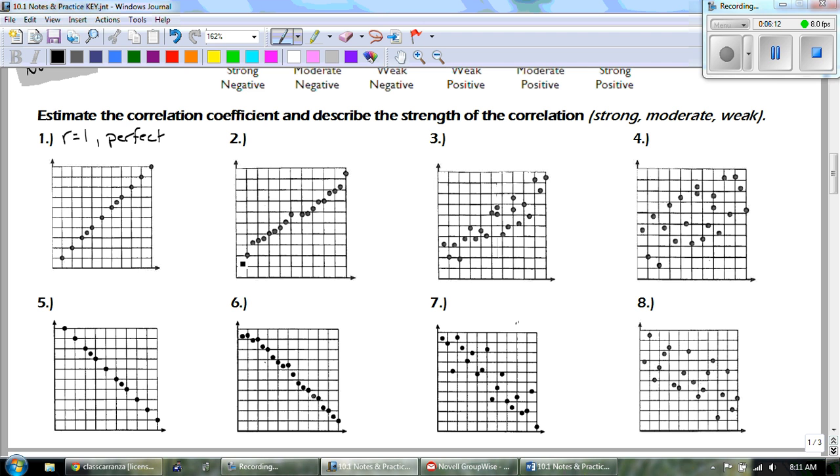Now, number 2, they're almost all in a line, and it's going positive. They're very close, just not 100%. So we would say that the coefficient, now remember we're estimating, is about 0.9. Okay, it's almost perfect, but not quite. So if it's 0.9, we're going to say that that has a strong correlation.